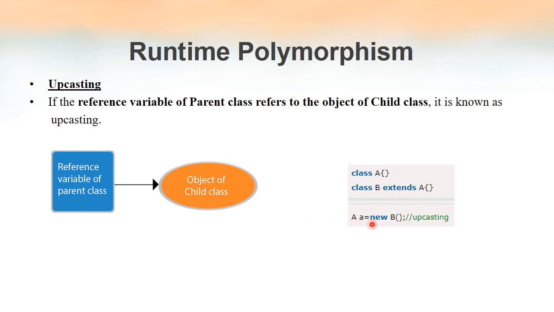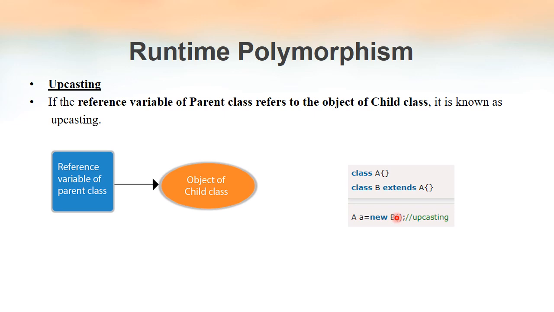See here, reference variable of parent class. So in this line of code, this small letter A is the reference variable of the parent class. And that variable is referring to the object of the child class. Why? Because we are calling the constructor of class B, not of class A. So here the reference variable of the parent class is referring to the object of class B, because we are calling the constructor of class B.